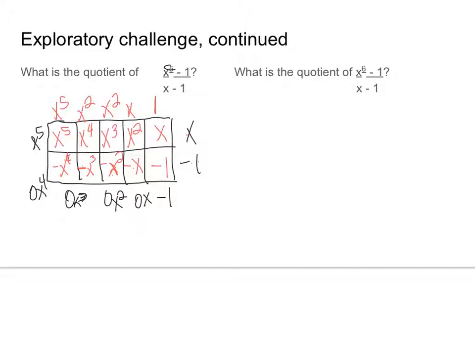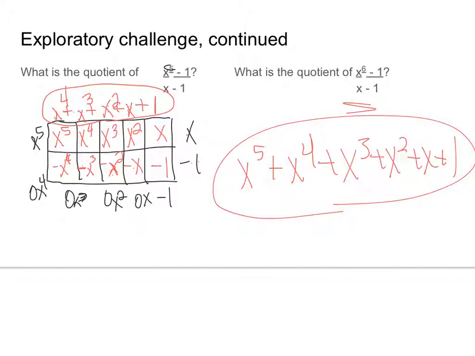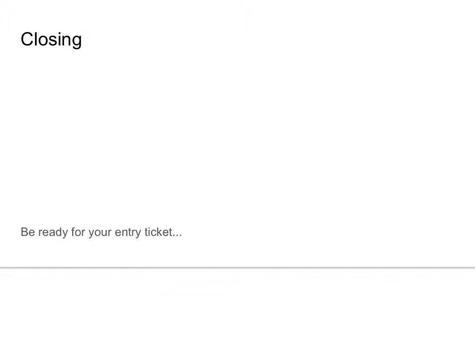Nope. Whoa. Look at all those mistakes. There we go. Put some pluses between here, and we be done. So that is our quotient. So what do you think our quotient is here? Can you guess? I'm going to guess that it's x to the 5th plus x to the 4th, x to the 3rd, x to the 2nd, x plus 1. Everything in between.